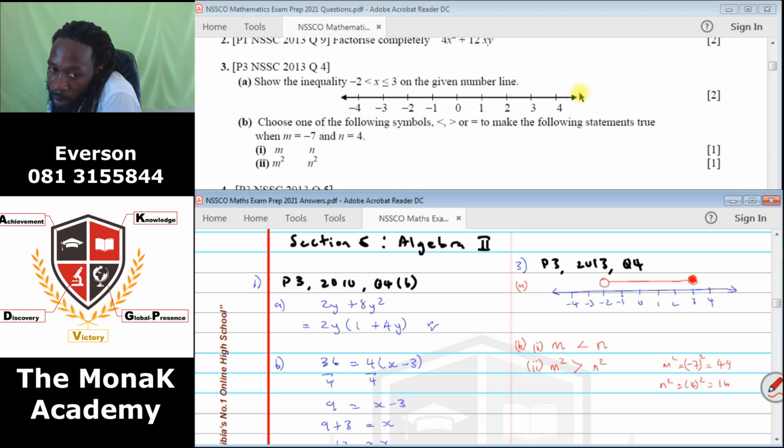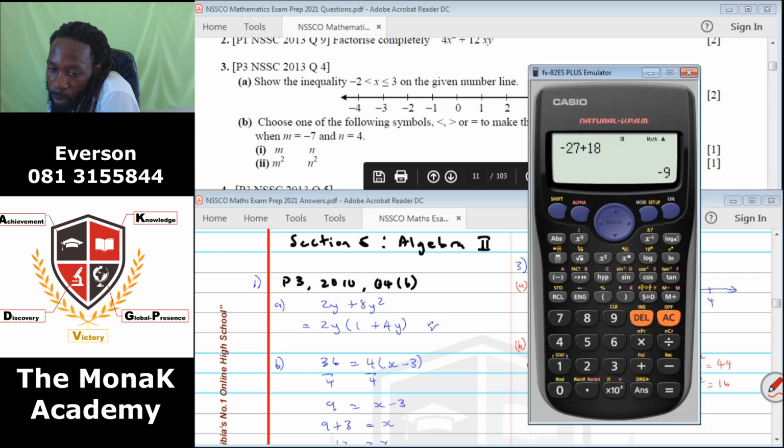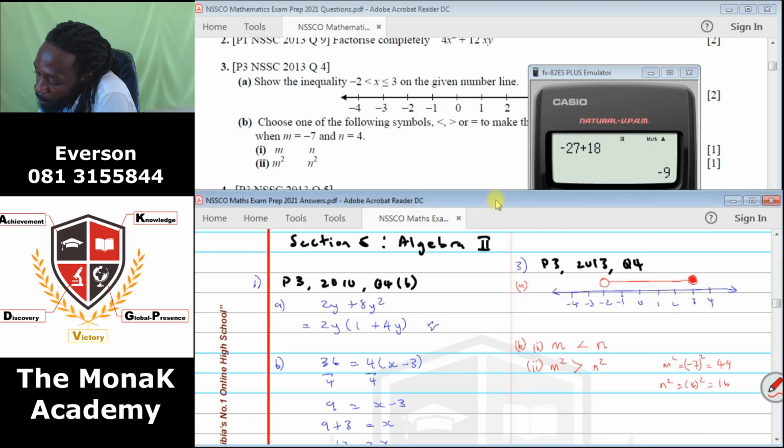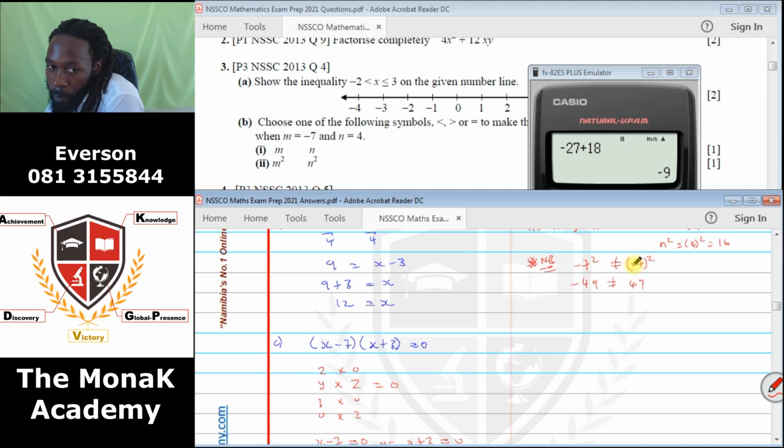Don't put the -7 squared without brackets. You must remember that. Let's make it NB. -7 squared is not equal to (-7) squared. This one gives you -49. This one gives you 49. So make sure you always put your brackets whenever you're squaring a negative number. All right.